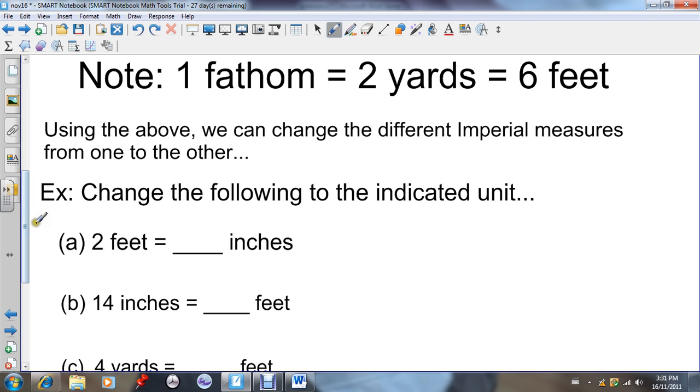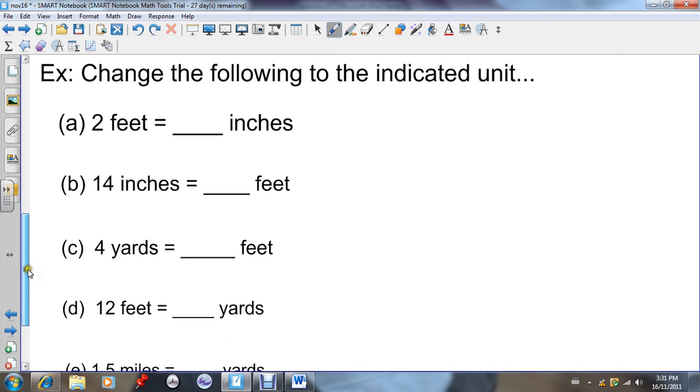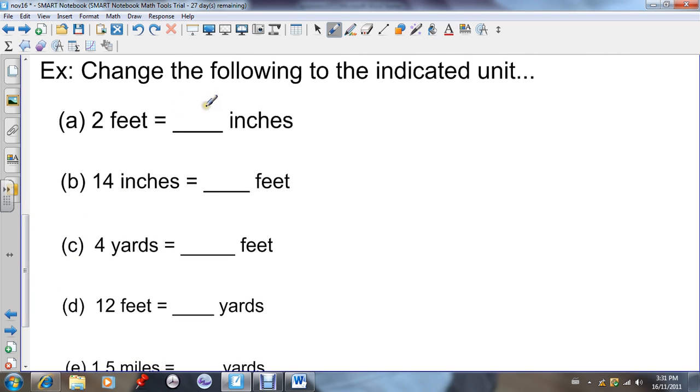Now, using what we have right here, we are going to do some conversions. We can change between different imperial measures, go from one to the other, and that's what today's lesson is going to be about. Are you ready? Are you steady? Come on, let's get ready to explore. All right, let's take a look at the following. Using the above, we're going to figure this out. Change the following to the indicated unit.